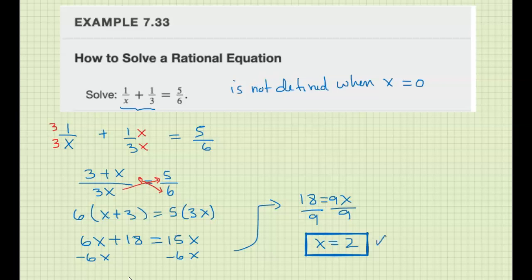This is the solution. If you happen, and there's going to be a couple of examples, to come across a solution that is one of the values where the function is not defined, then even though you solved everything correctly, you're going to have to say, oh, this is not defined here, so you cross it out. It's not a possible solution. All right, so always check to see that it's not one of the excluded values.